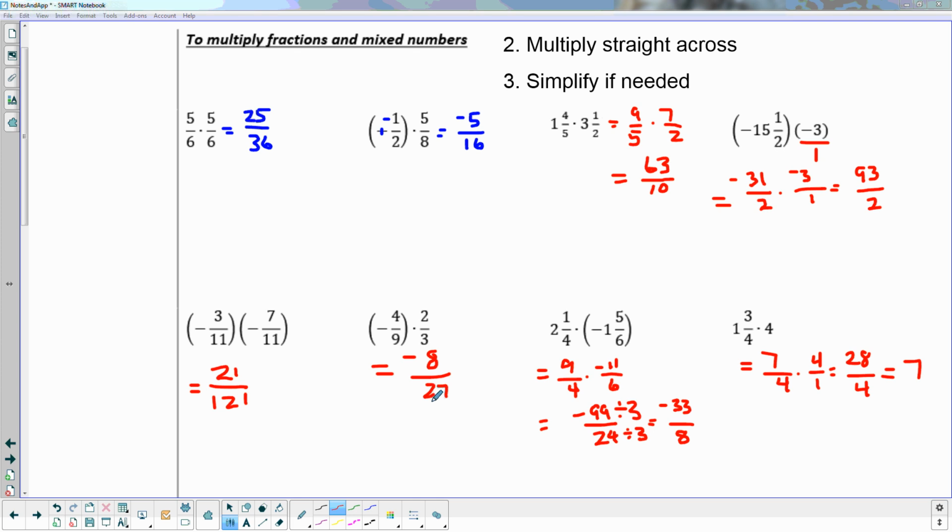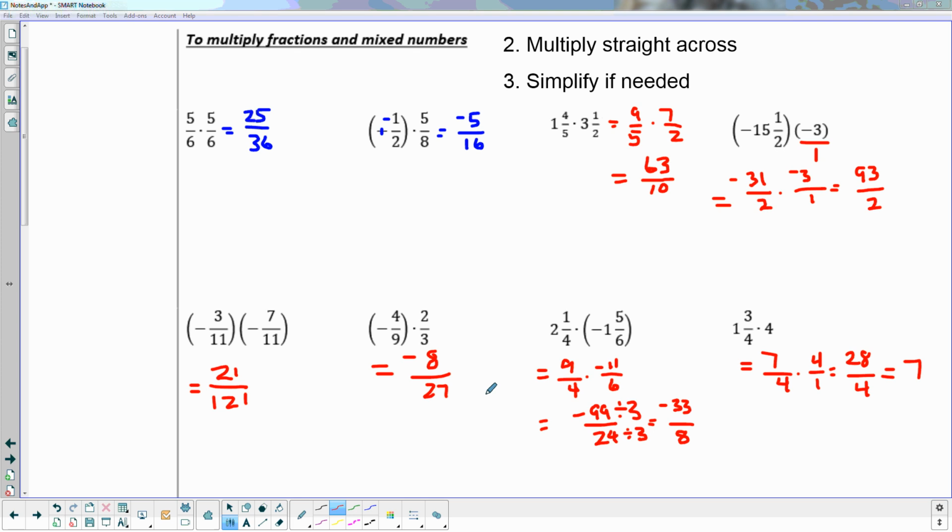And in the first one over here, I had negative 3 times negative 7 is 21. 11 times 11 is 121. The second one, negative 4 times 2 is negative 8. 9 times 3 is 27. Okay, so we're going through these kind of quick, just because it's straight multiplication. We're multiplying the top by the top and the bottom by the bottom.